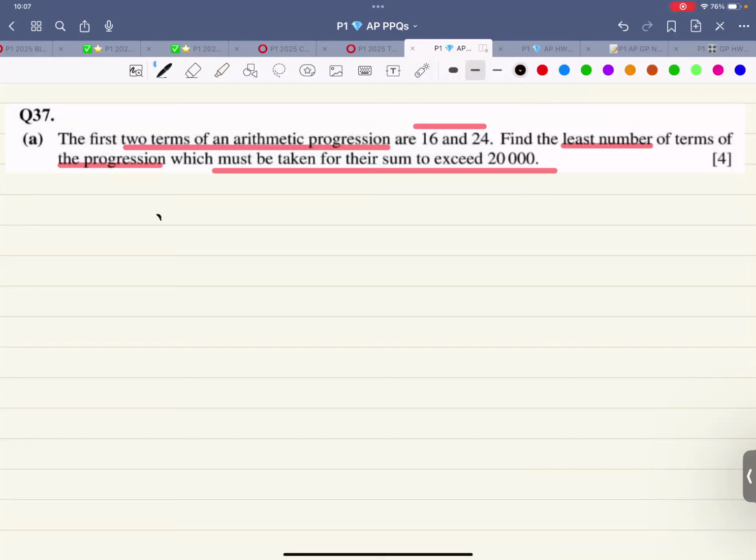Now, first term is 16, next term is 24. That means a is 16. Common difference is 24 minus 16, which is 8. They're looking for n, the least number. But there is something associated with an inequality. The least number means it is associated with an inequality. And the number of terms which must be taken for the sum to exceed 20,000 means Sn is greater than 20,000.